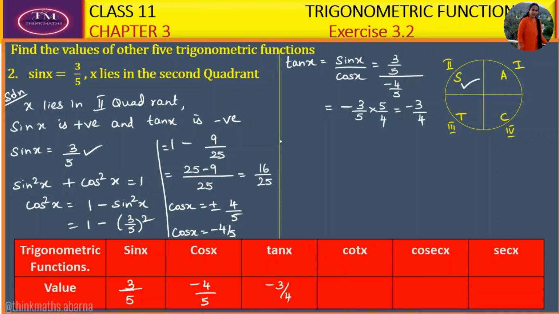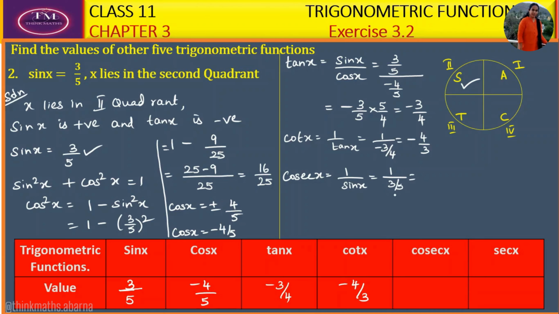Next, all are simple. What is cot x? Just 1 by tan x. So 1 divided by minus 3 by 4. The negative sign is there, and 3 by 4 will become 4 by 3. So cot x is minus 4 by 3. Next, cosecant x. Cosecant x is the inverse of sin x. So 1 divided by sin x, which is 3 by 5. Taking 3 by 5 to the numerator, it will become 5 by 3. So this is 5 by 3.